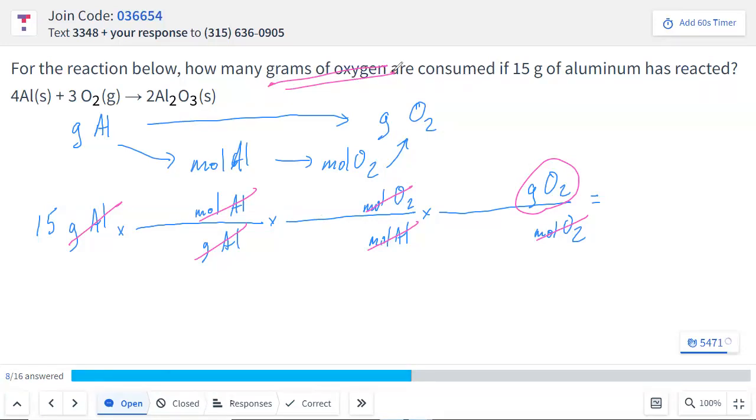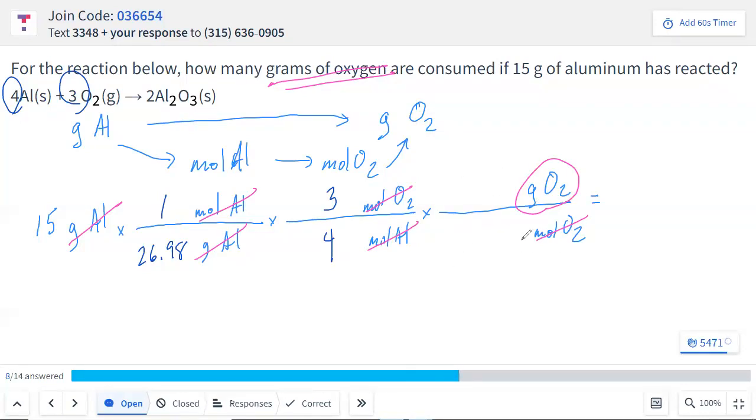So now it's just a matter of putting in the right values in the right places. For this first conversion, we're looking for the molar mass of aluminum. 1 mole of aluminum is 26.98 grams. In the second conversion, we're going from moles of aluminum to oxygen. Remember, that's where we use these coefficients. 3 oxygens for 4 aluminums.